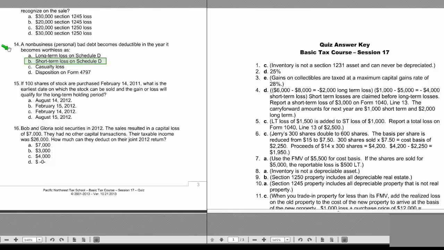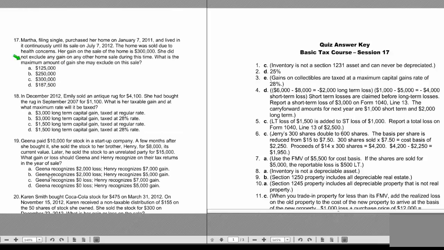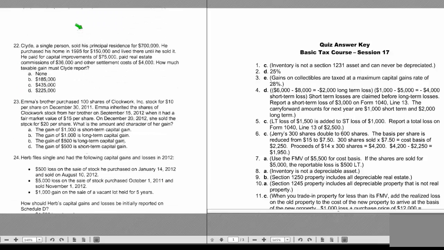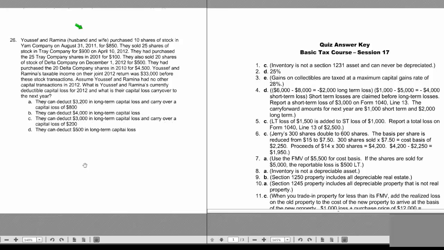Question number 14, a non-business personal bad debt becomes deductible in the year it becomes worthless as B, a short-term loss on Schedule D. That's just a fact you need to know. In other words, bad debt is treated as short-term even if the debt itself was held long-term. So that concludes this review of the Session 17 quiz. It is now time to begin with the Session 18 lecture.